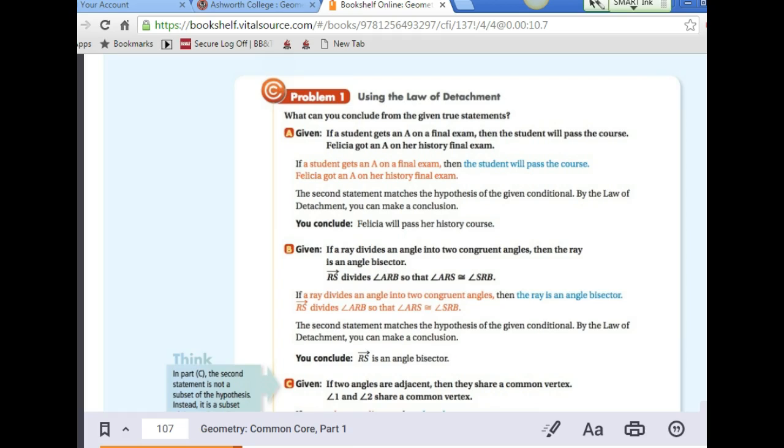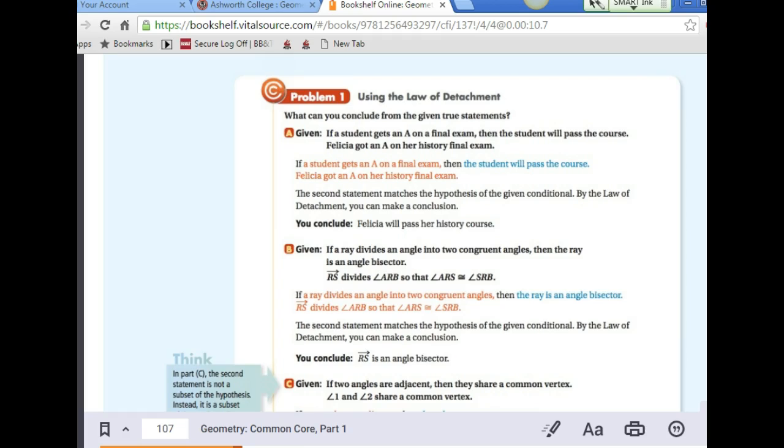So let's look at another one. B. If a ray divides an angle into two congruent angles, then the ray is an angle bisector. So again, the hypothesis and the second statement is that ray RS divides angle ARB so that ARS is congruent to SRB. So again, the hypothesis of the original statement is that a ray divides an angle into two congruent angles.